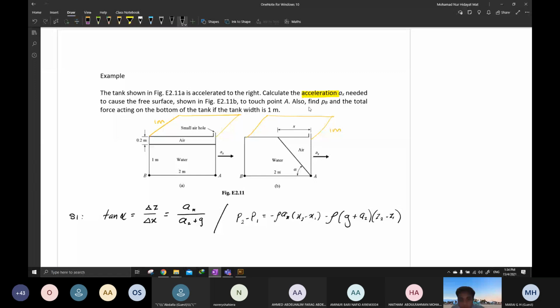We need to use this formula: tangent alpha equals the change of z over change of x, equals ax over az plus g. And another equation, P2 minus P1 in this equation. So the first step, we need to find the x first. Why? Because we're going to include it in this equation. Once we know this x and this height, we can get the tangent alpha. Got it?